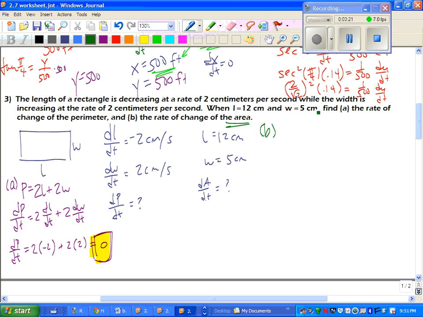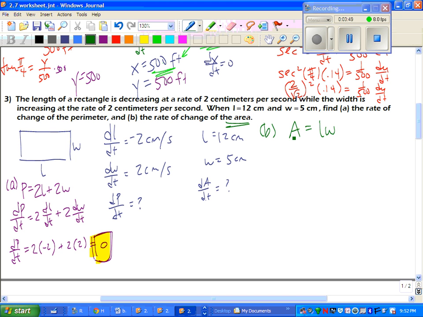For part B, area of a rectangle is just length times width. Now, we haven't had to deal with this in these types of problems yet. We've kind of avoided it up until now, but in this case, we're going to have to use product rule. We've got dL dt, dW dt, we've got L and W. We can take care of this. We have all the variables that we need. We don't have to substitute anything in like the volume or the cone problems.